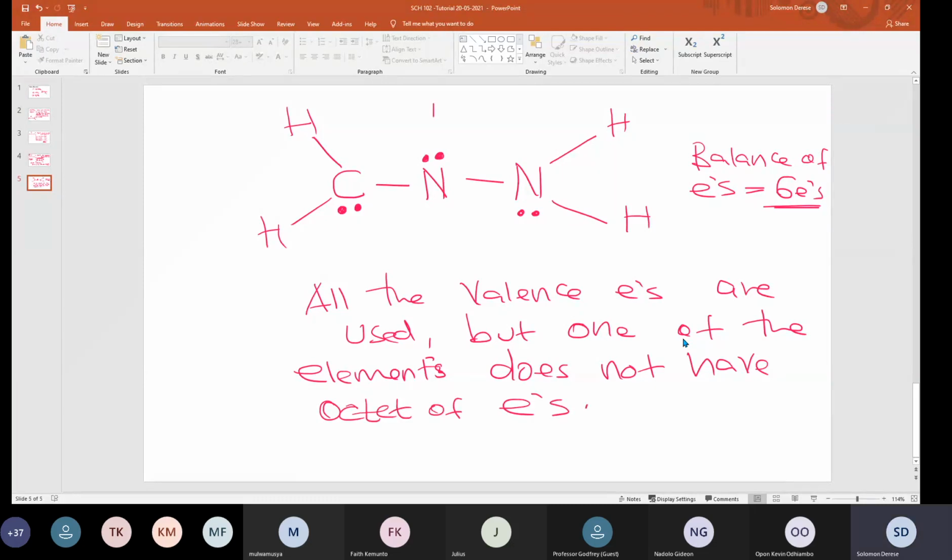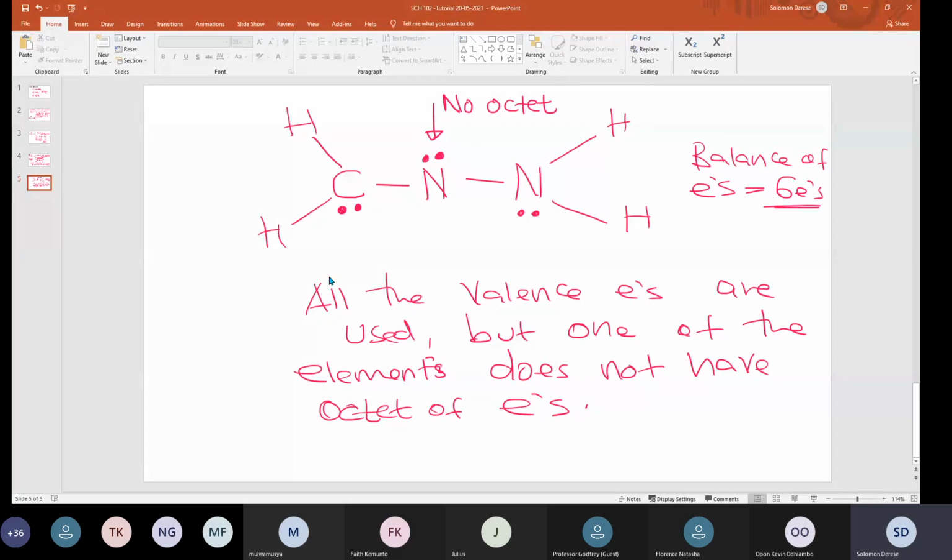This nitrogen, as you can see, how many electrons do you see on the nitrogen? 6. Only 6 electrons. This one does not have an octet. Then how can we now achieve it? How can you make sure this nitrogen also has an octet of electrons?